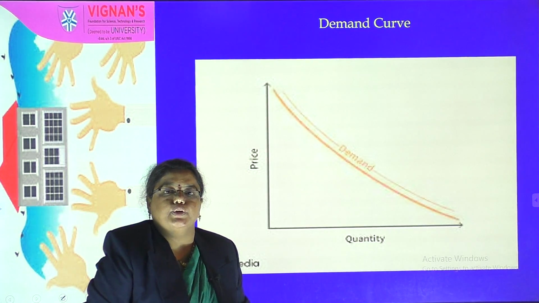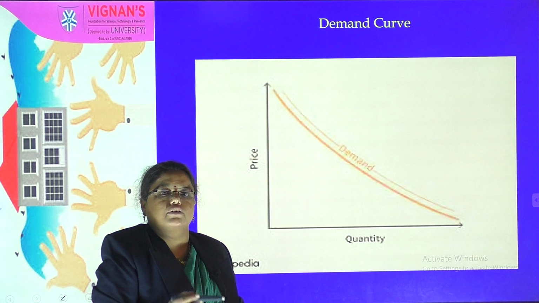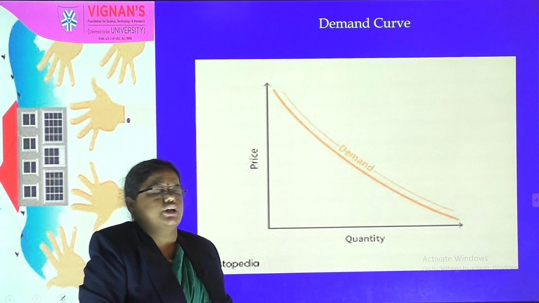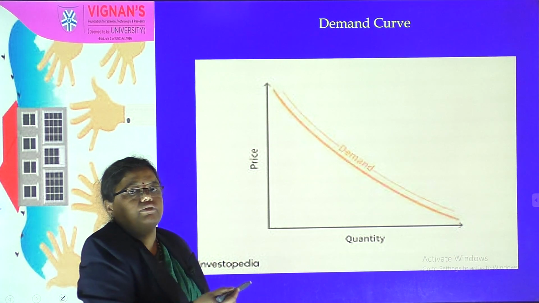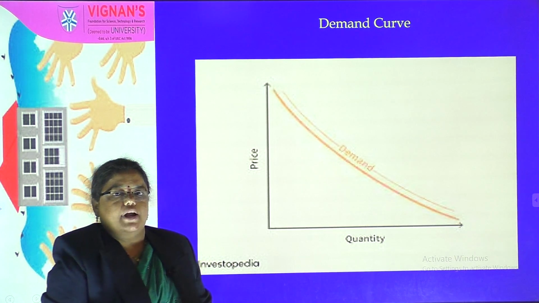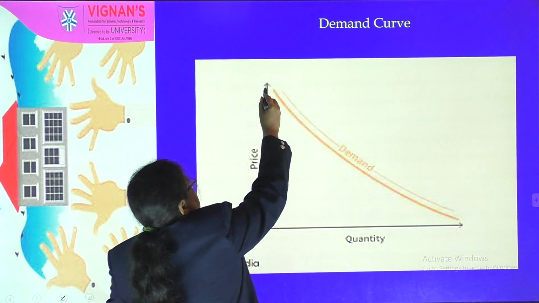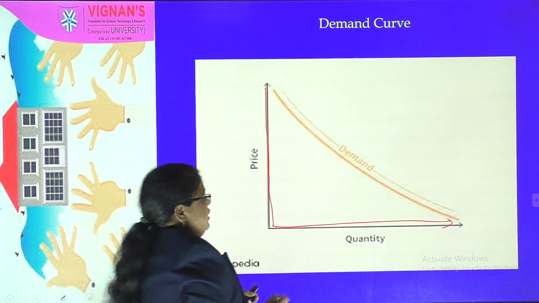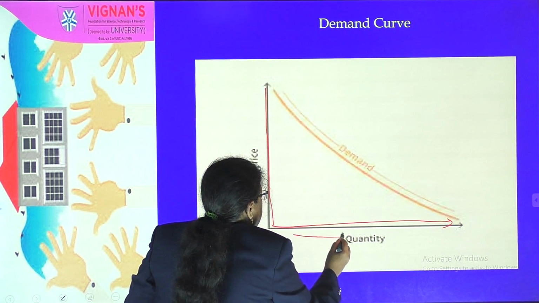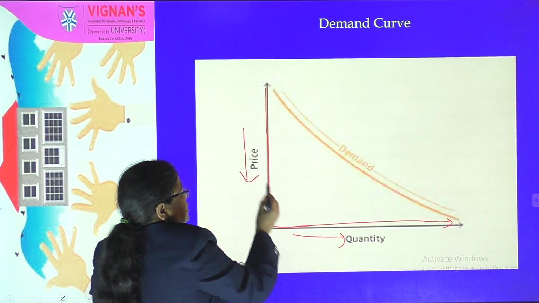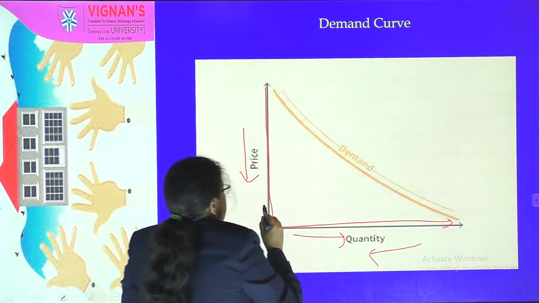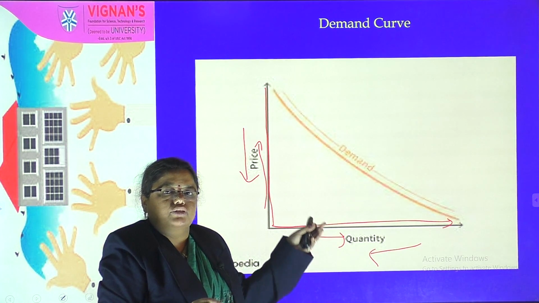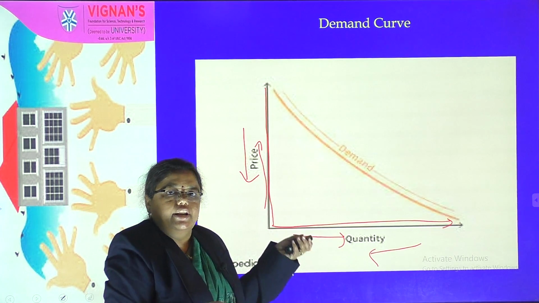Suppose the demand schedule is represented in the form of a graph, that is known as the demand curve. On the y axis we have taken price, on the x axis we have taken quantity. Suppose quantity increases, price decreases. Quantity decreases, price increases. It slopes downwards from left to right and has a negative slope.